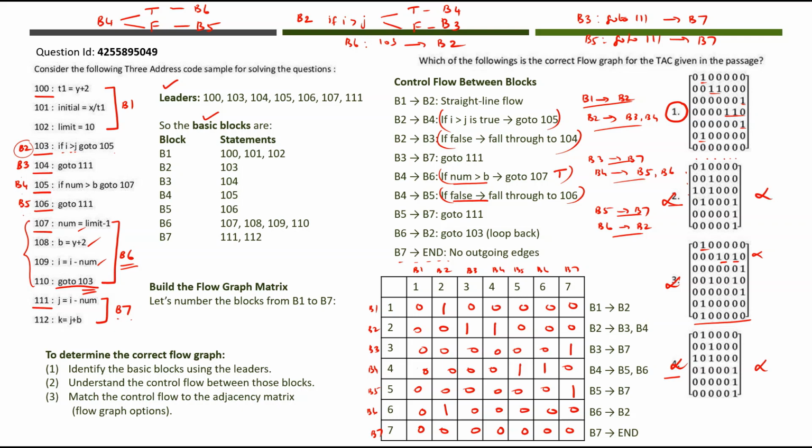Understand the steps clearly. Find the leaders and then the basic blocks. This is the first step. After that you have to find the control flow. This is the second step. From there you have to get this particular flow. After that place it in the matrix. That is the third step. So basic blocks using leaders, control flow between blocks and matching it to the adjacency matrix. These are the 3 steps. If you find it difficult when you follow it initially, please go through once or twice to get clear understanding.